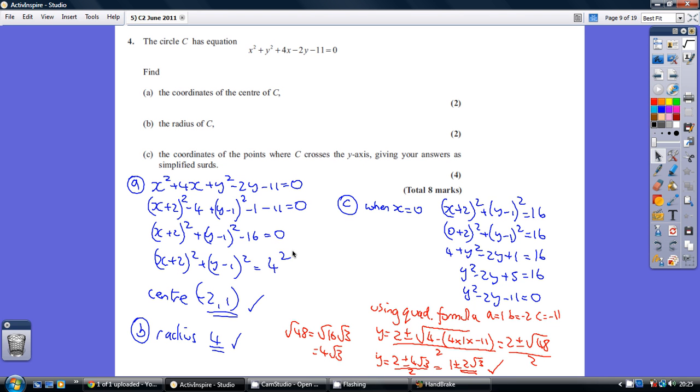Now for part B, the radius of the circle, remember that the right hand side of the equation of a circle is the radius squared. We said this was 16. 16 is 4 squared, so the radius is 4.